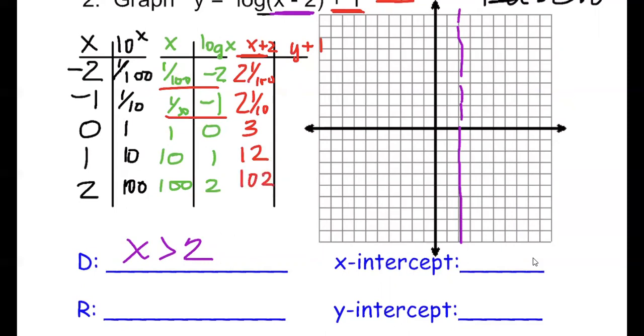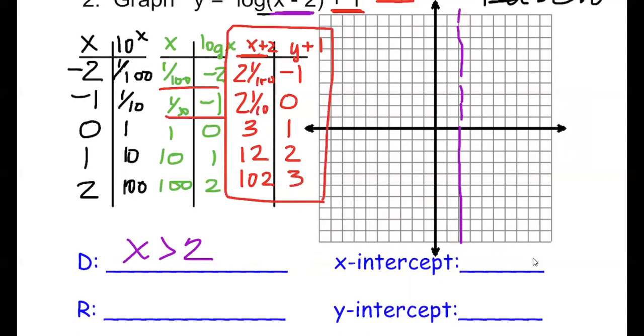Now for my y values, this graph shifted up 1. And so I'm just going to add 1 to all my y values. Negative 2 plus 1 is negative 1. Negative 1 plus 1 is 0. Add 1, add 1, add 1. These are the points I actually want to plot on my graph. Okay, go over 2 and a 100th and down 1.